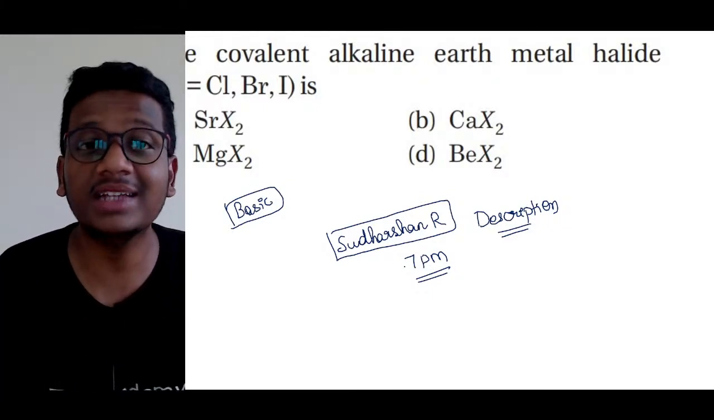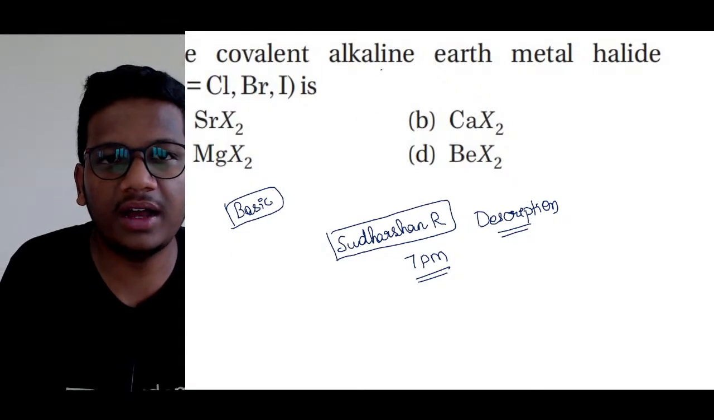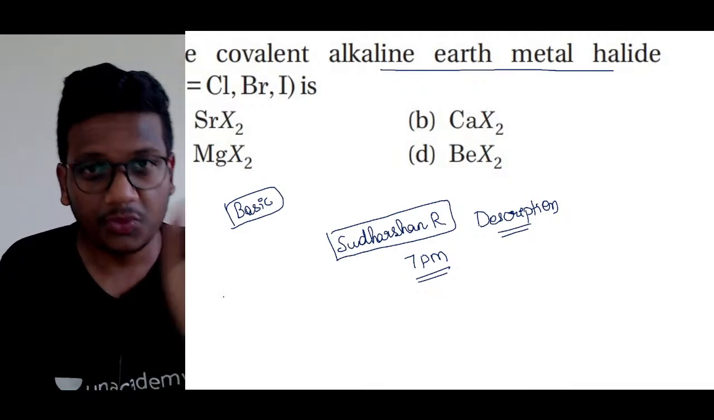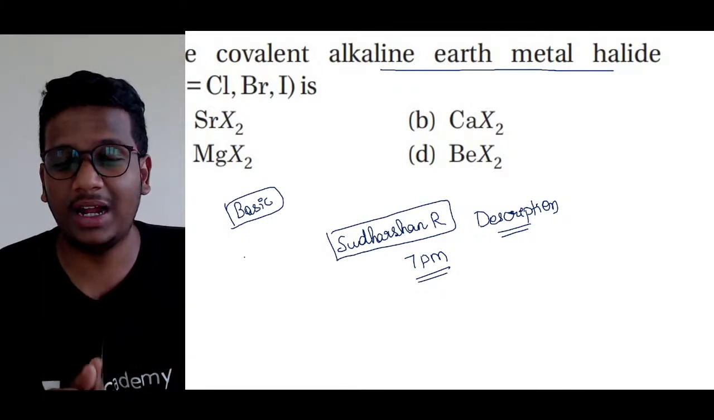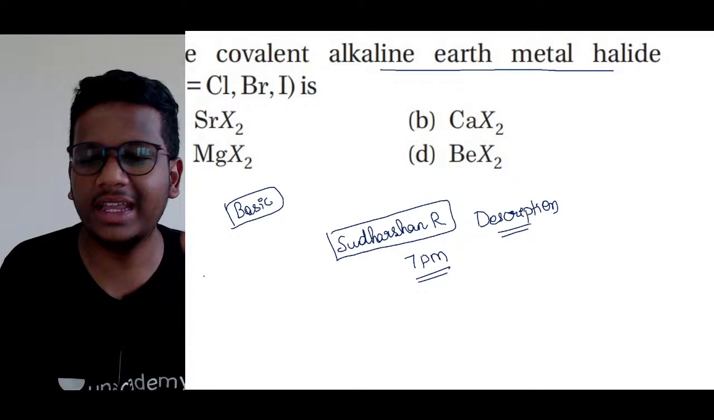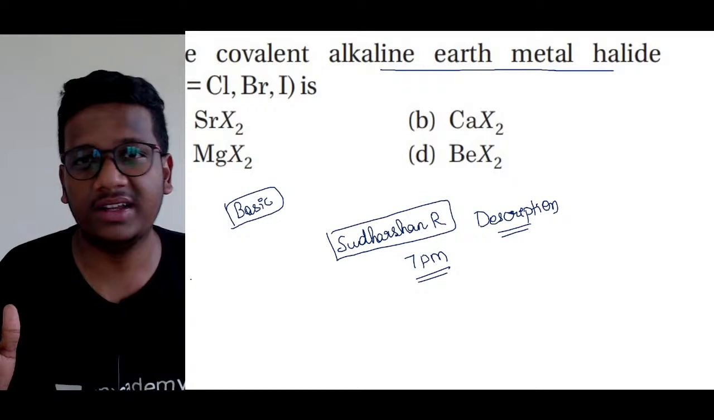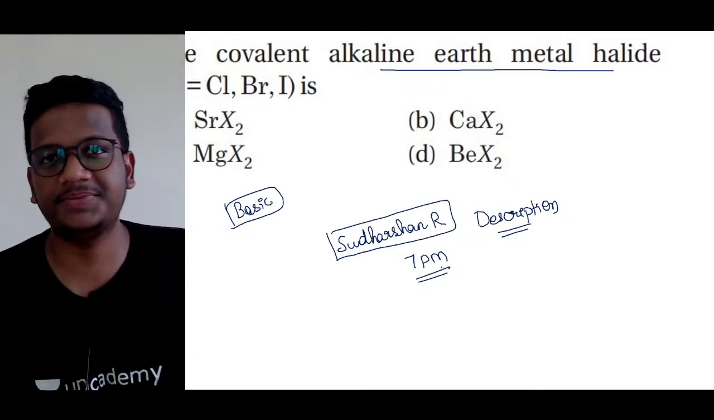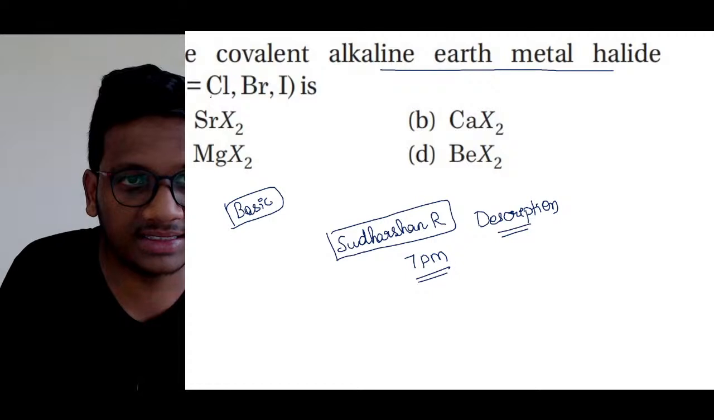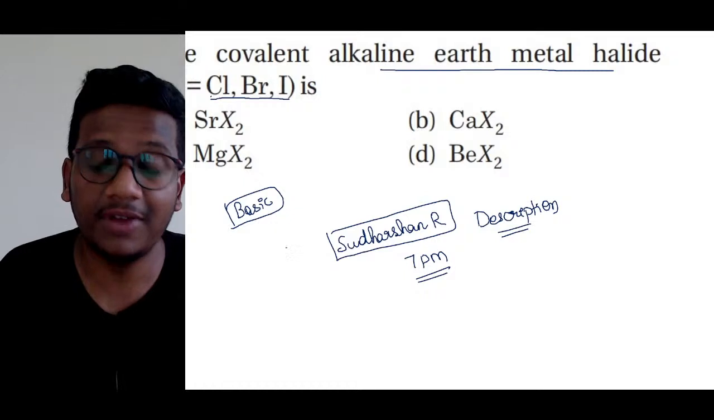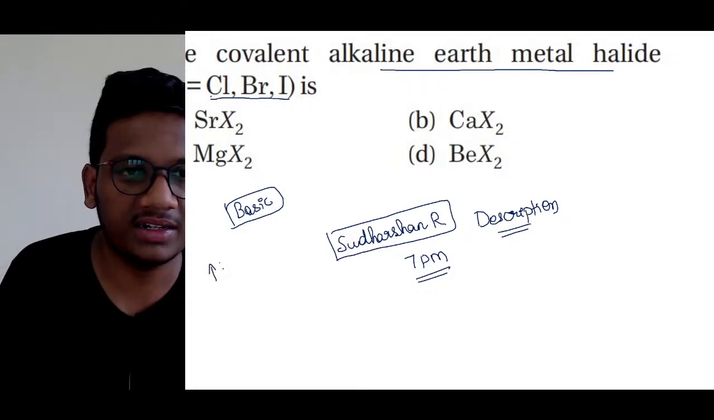Okay, let's come back here. The covalent alkaline earth metal halide. Among these four metal halides of the second group elements, which will have the highest covalent character? Come on guys. My X is only chloride, bromide, iodide. So which has the highest covalent character?